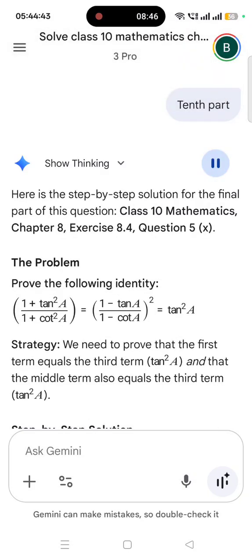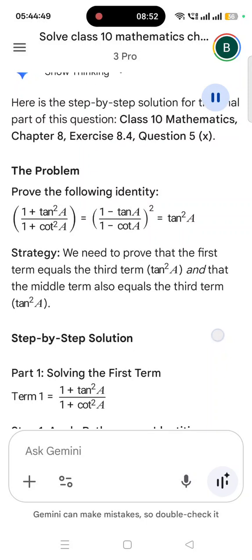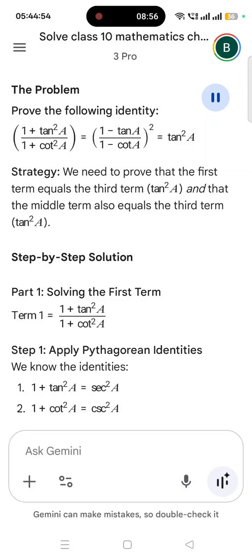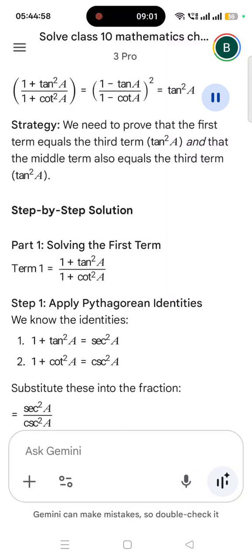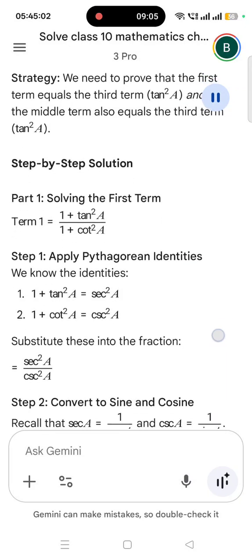Here's the step-by-step solution for the final part of this question. Class 10 Mathematics, Chapter 8, Exercise 8.4, Question 5(x). The problem: prove the following identity. Strategy: we need to prove that the first term equals the third term, tan squared A, and that the middle term also equals the third term, tan squared A.